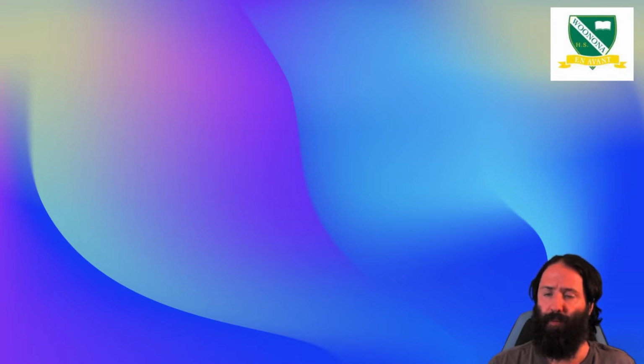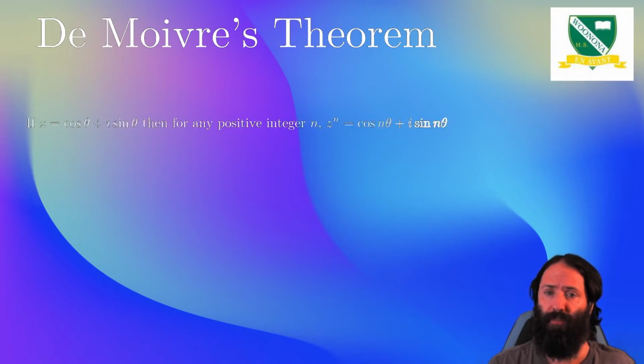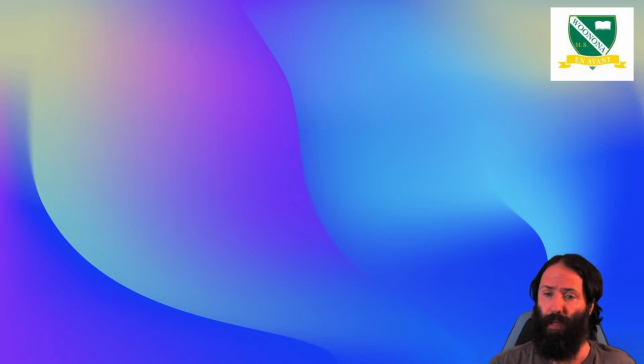And this has a very special name called de Moivre's theorem. So in general, if z equals cos theta plus i sine theta, then for any positive integer n, z to the power of n is equal to cos n theta plus i sine n theta. And in fact, n doesn't actually have to even be positive. It can be a negative integer as well. Now we will prove this result, but we're going to wait till you've finished your work on induction in extension 1 before we go through that.